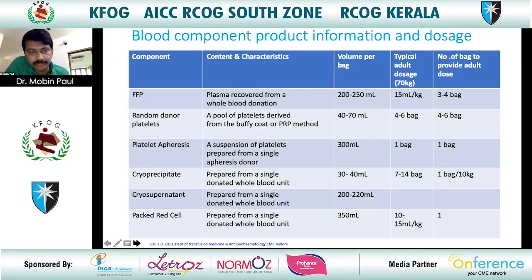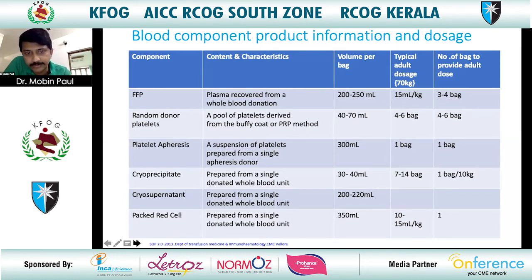And the third thing is cryoprecipitate, which is also prepared from a single donated whole blood unit. It's separate from FFP. Its volume will be around 30 to 40 ml, so it's calculated as 1 bag per 10 kg. I'll tell you how to choose it when you have different values of your fibrinogen level. Cryosupernatant is the product which remains in the FFP once you take out the cryoprecipitate. It has use only in a limited setting in obstetrics, when you suspect a thrombotic microangiopathy or a TTP-like situation, where you can give cryosupernatant like a dosage of FFP.